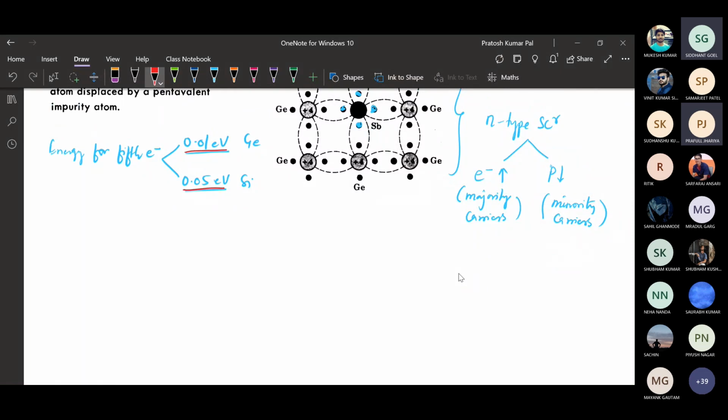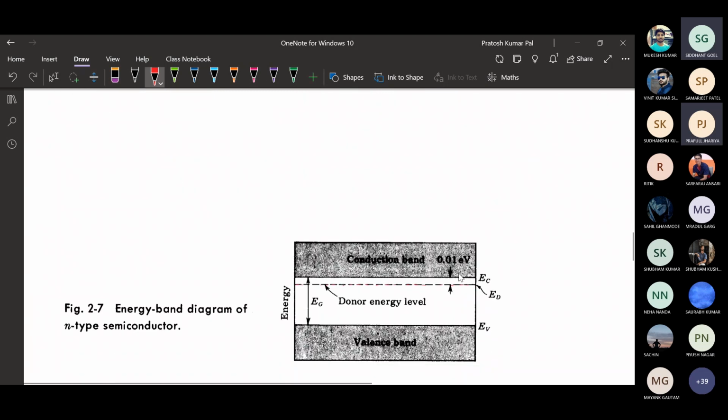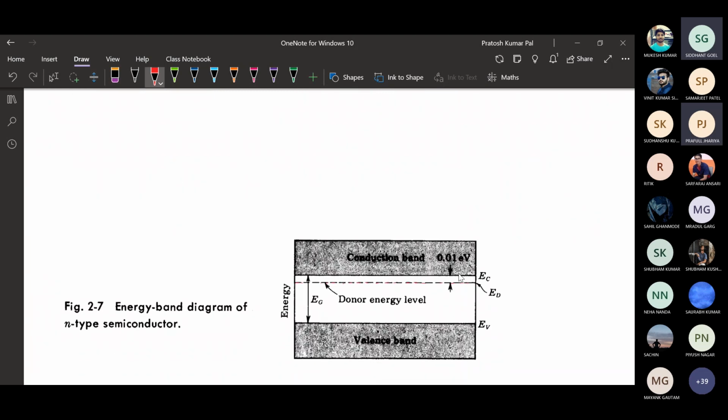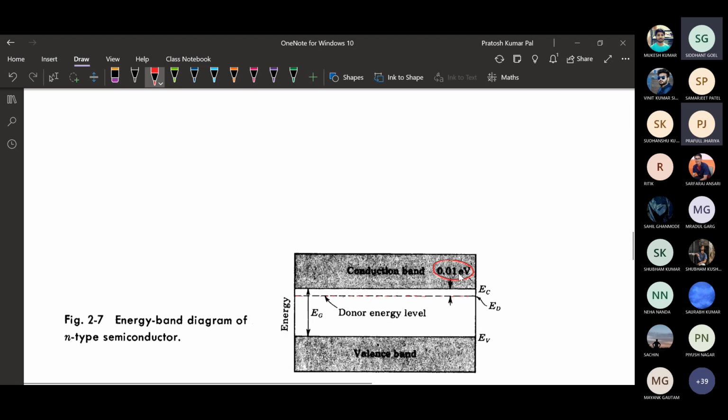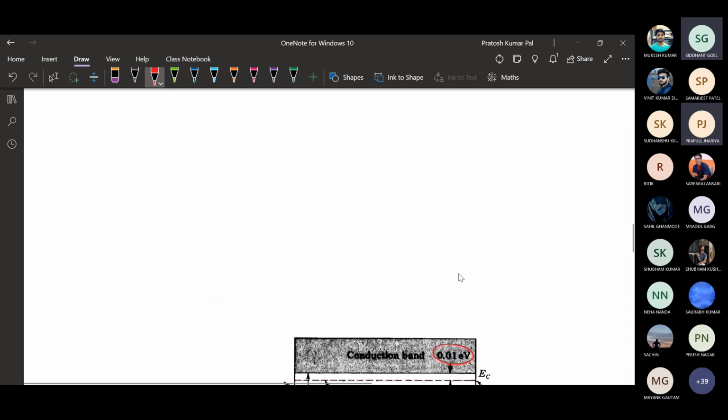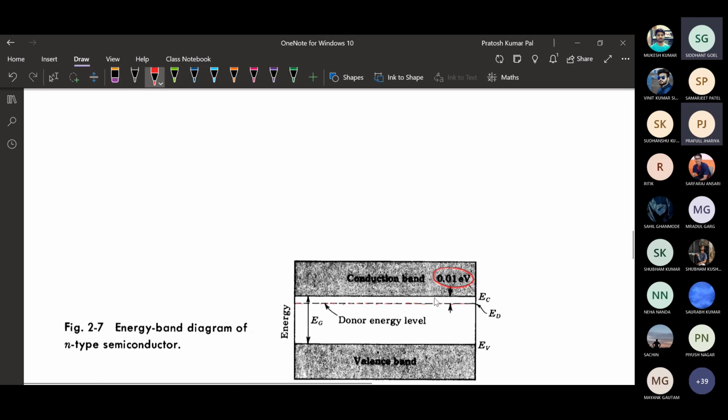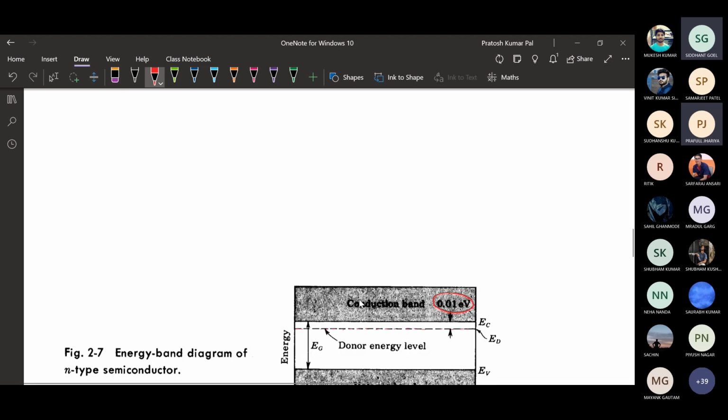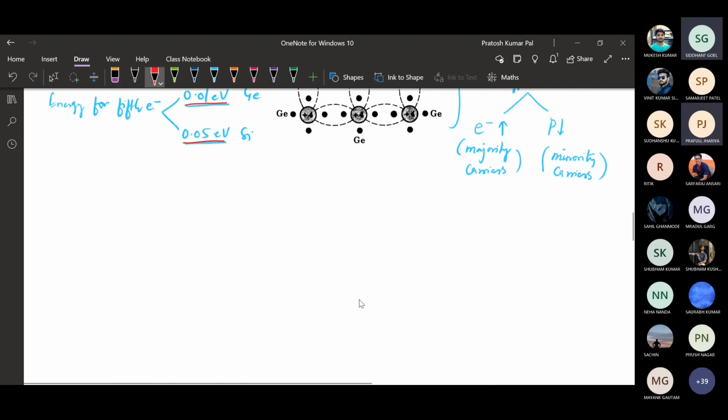So this was the case in germanium, and 0.05 is for silicon. If it is germanium, it will be 0.01 electron volt. If it is silicon, it is 0.05 electron volt. So that is the gap between the donor energy level and the conduction band. This will improve the conductivity by creating an extra donor energy level just below the conduction band in case of pentavalent type of doping.